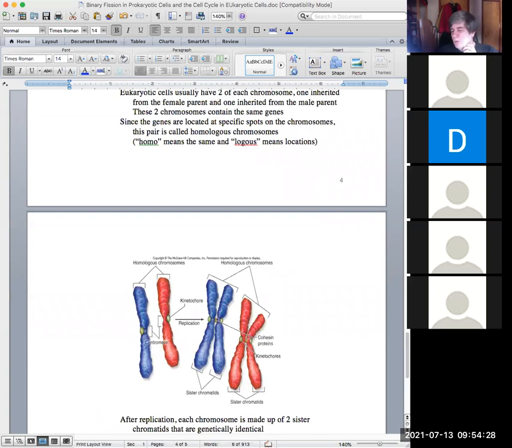So let's think about what we're going to see when we look at prophase. On the left side of this diagram, we have 2 chromosomes. And then the arrow represents the process that occurs during replication. And the right side is what we would see if we looked at these 2 chromosomes after replication.